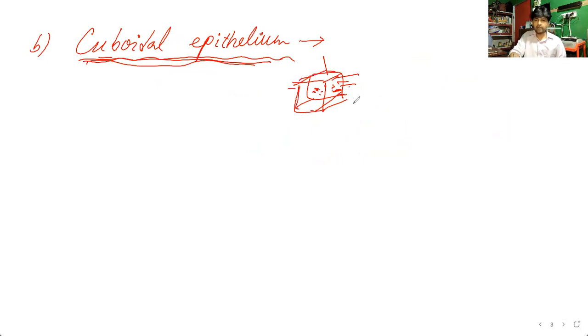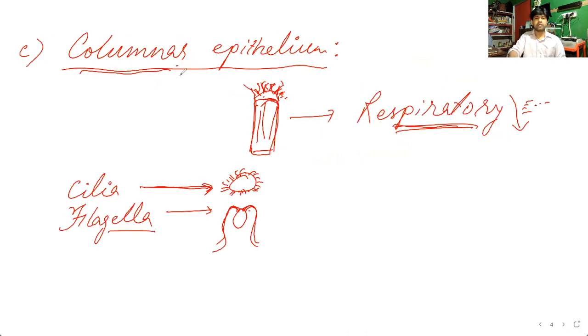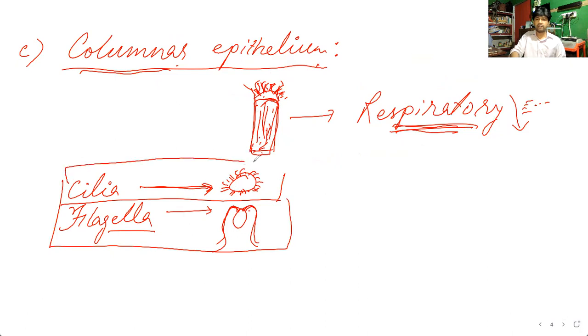They are commonly found in the inner lining of the kidney, or sometimes in the salivary glands. Then we discussed the columnar epithelium. They are mostly found in the respiratory tract. The shape of the cell is like a column. And some of the cells have cilia. So what is cilia? I told you, short hair-like structures. Similar to the cilia, there is also the flagella, which are long hair-like structures. This columnar epithelium contains cilia, which help in filtering the air that goes inside our lungs through the nostrils.